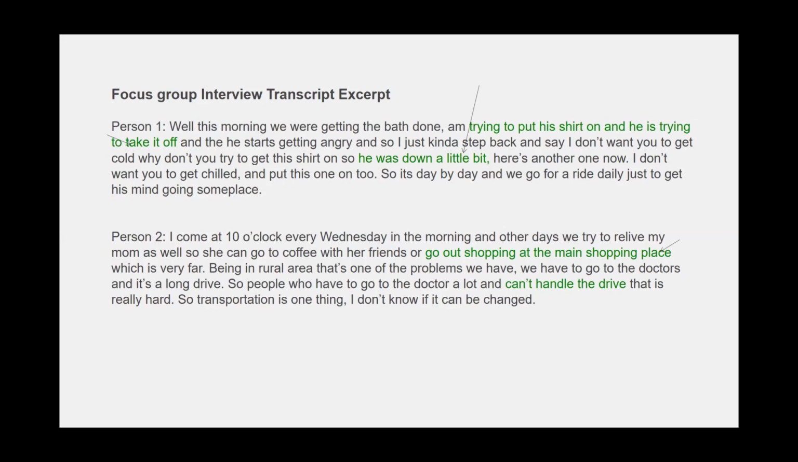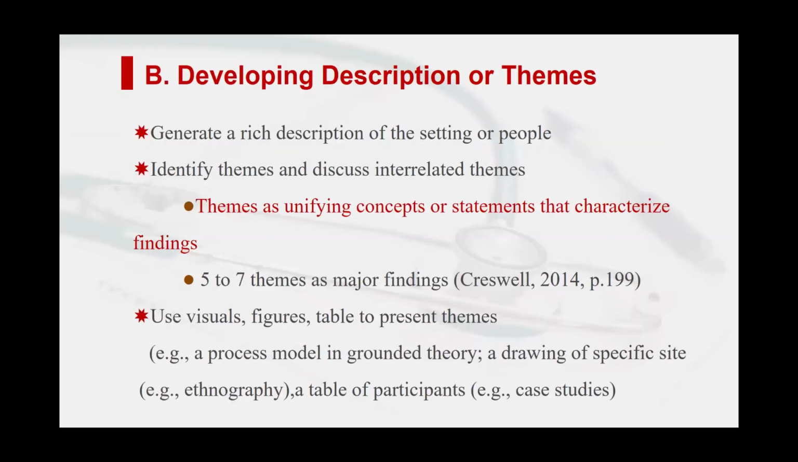You can find the caregiver experience, including help with personal care, like help the person put on the shirt, help with their daily living, like driving them to shops, taking them to different places, or comfort them when they feel down or depressed. So you may have those codes like help with activities of daily living, help with instrumental activity of daily living, or help with emotion. Those are the codes. So after the coding process, you can provide a rich description or develop a theme, depending on your particular research design.